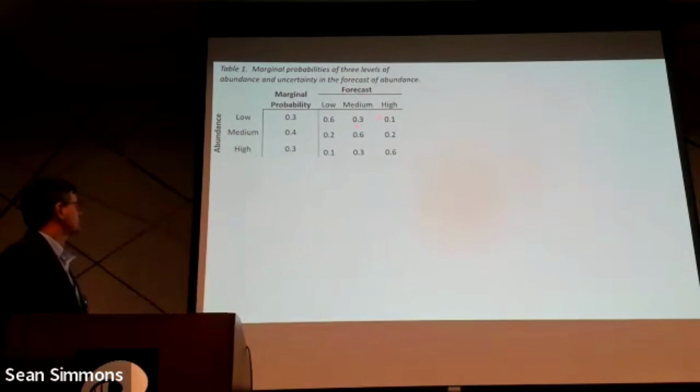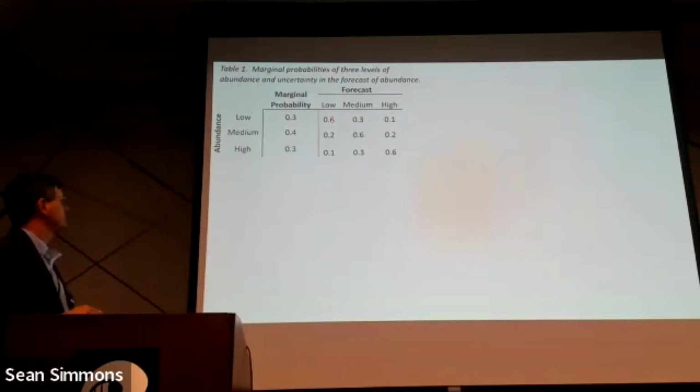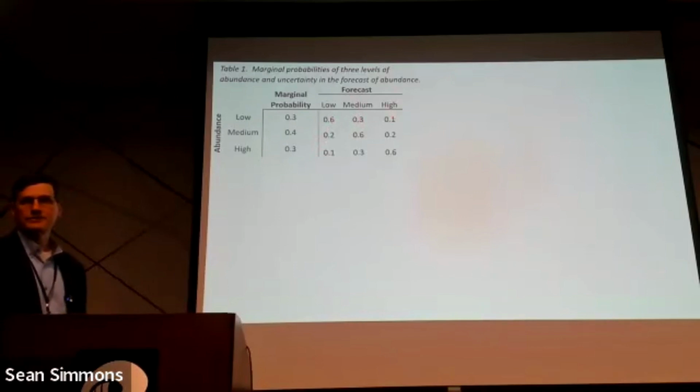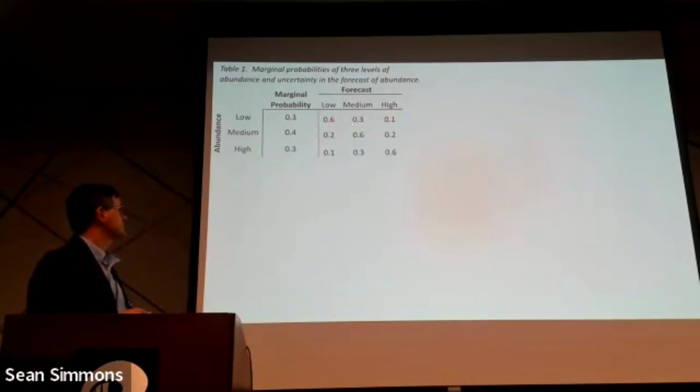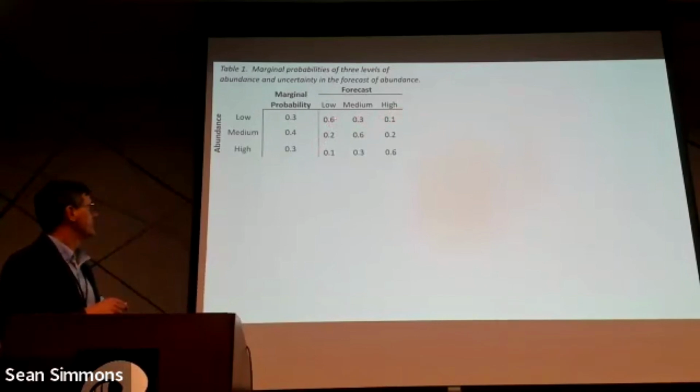So a good forecast would work out such that when the abundance is truly low, the forecast would generally predict a low abundance. And what we're seeing is that when it's truly low, our forecast is 0.6. 60% of the time it'll correctly say that the abundance is low. But 30% of the time it'll say that it's medium, and 10% of the time it says that it's high. So our forecast is wrong. It's not perfect, right? 60% correct, 40% wrong. There are two ways of being wrong. Notice that this all sums up to 1.